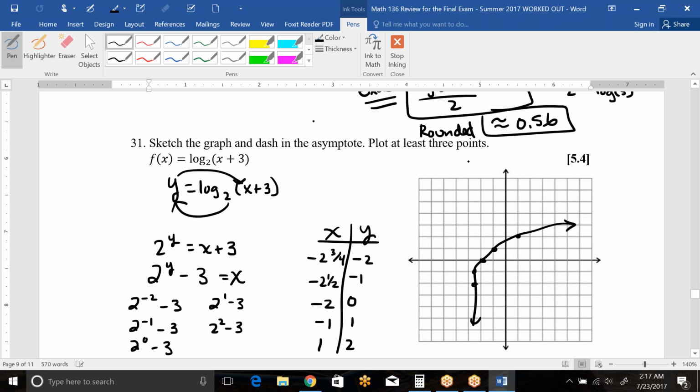They do have a boundary that they don't cross, and it's a vertical asymptote. Notice wherever we were getting closer to has to do with what the domain is. The domain is that this has to stay greater than 0. So notice everything in our graph is greater than -3. That's our vertical asymptote.